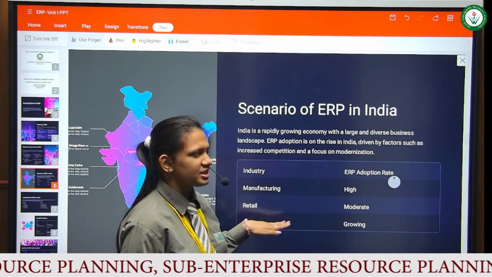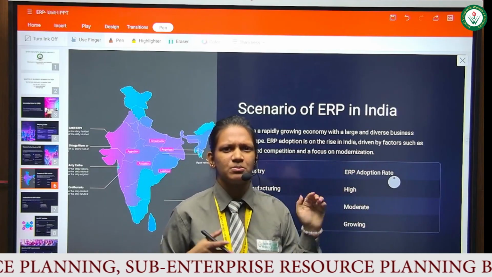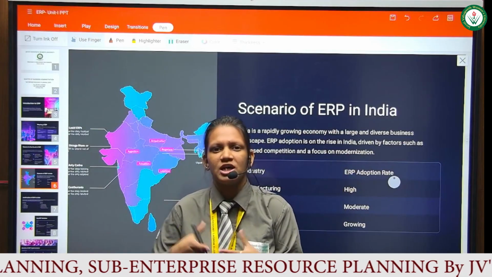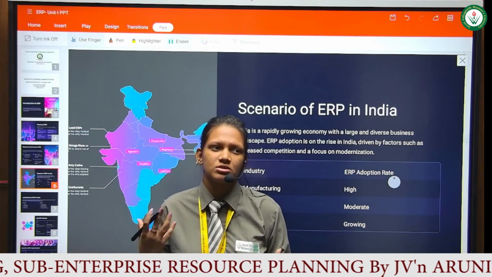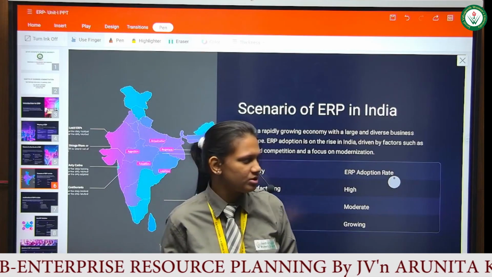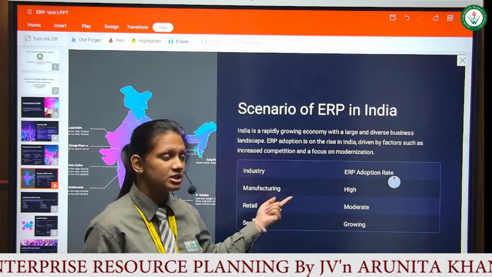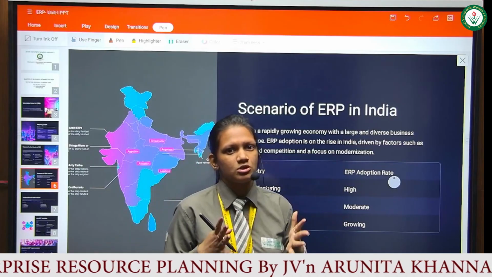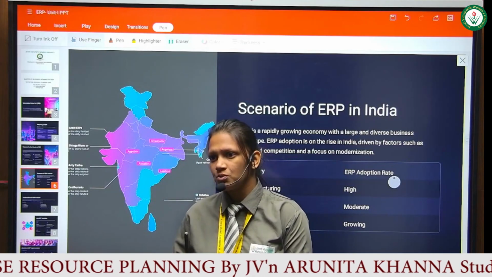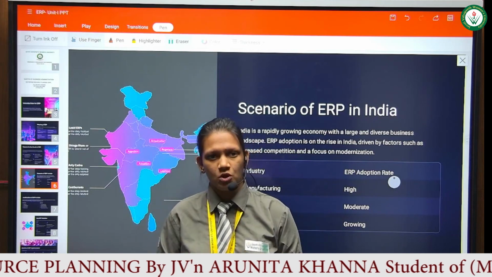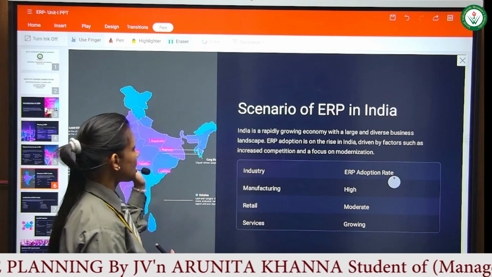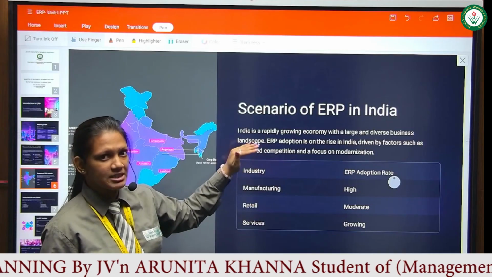But in the retail sector, it's moderate, because we have a number of shopkeepers who really want to keep a little bit of paperwork, and they have it in their behavior. But in the service sector, it is growing. ERP is growing to provide services not only to particular people but all over the country. So now the scenario in India has been changing.